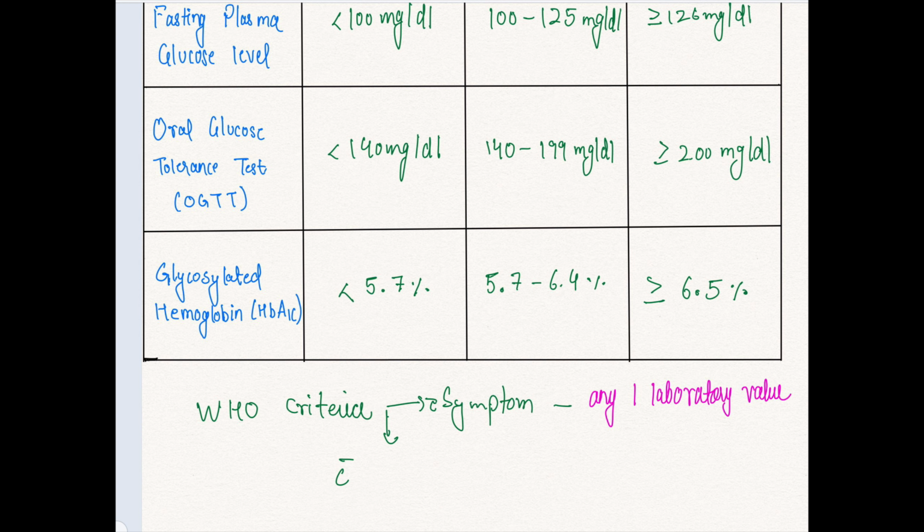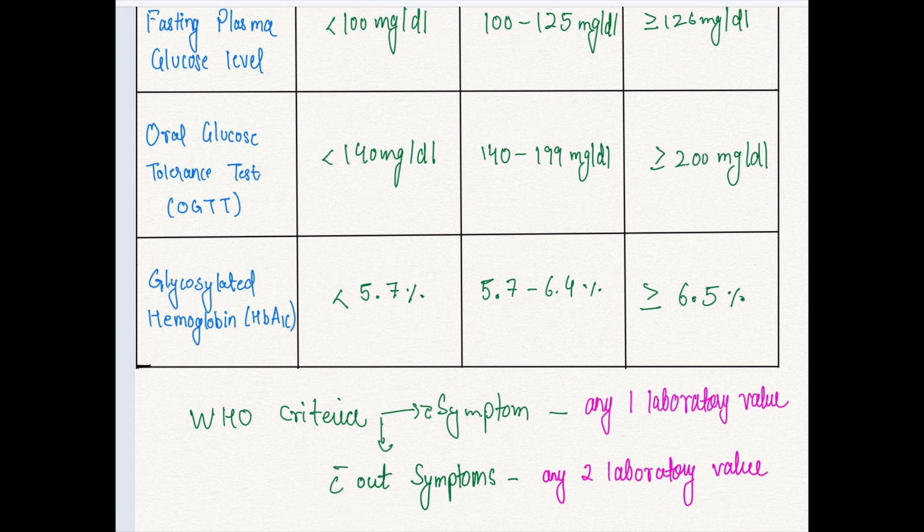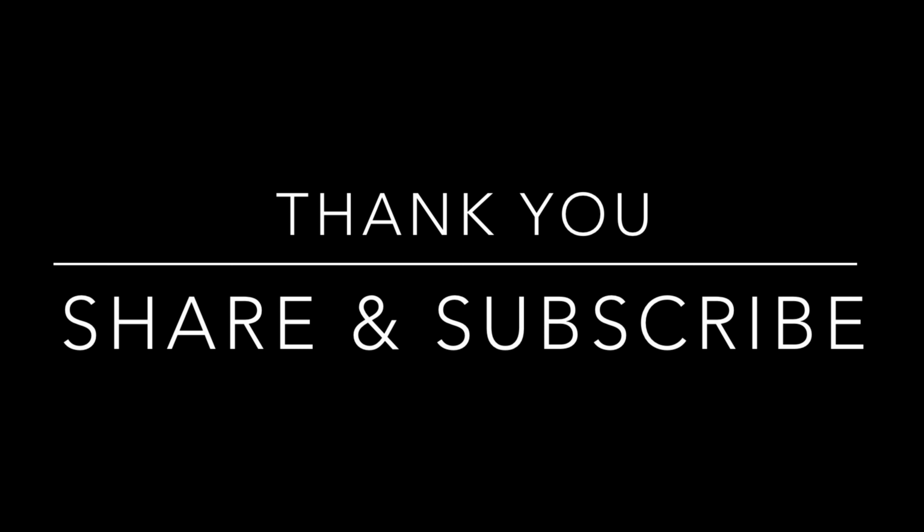Now if the patient is presenting without the classical hyperglycemic symptoms, then we need at least two laboratory values in the diabetic range to confirm the diagnosis of diabetes. So that's all about the diagnostic criteria.